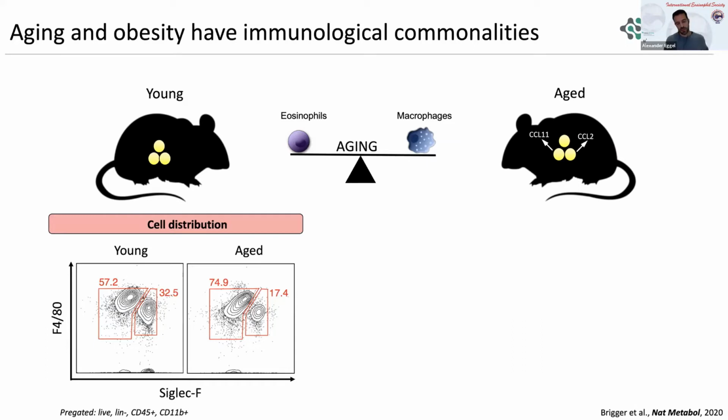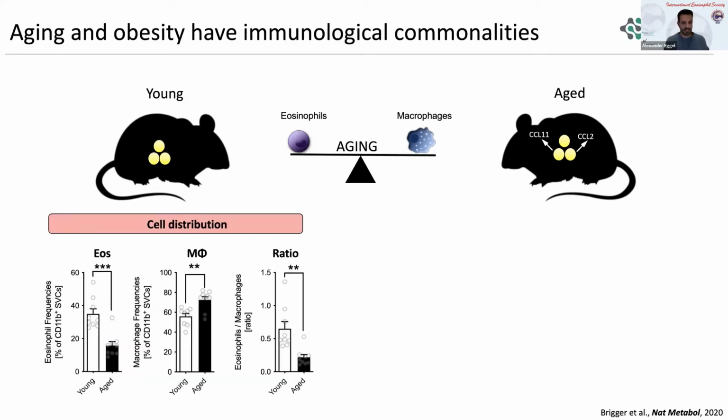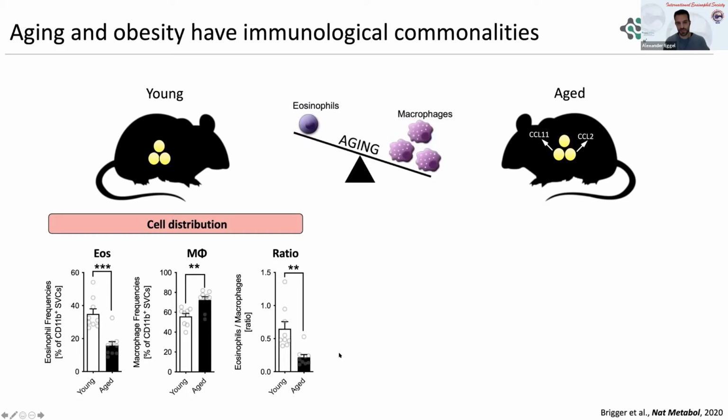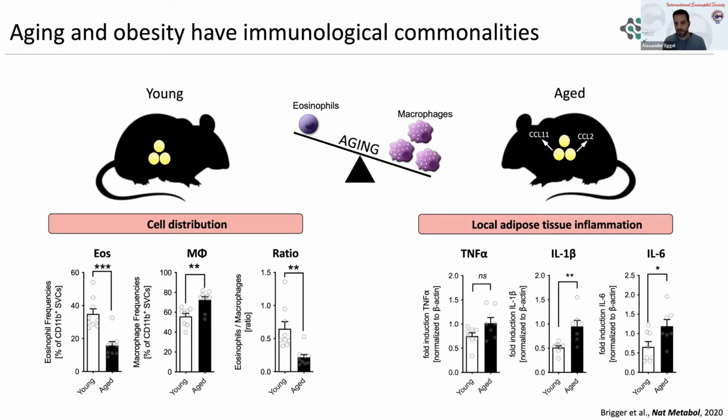If we quantify that, you can immediately appreciate that the frequency of eosinophils quite substantially drops in aged animals, whereas we see an expansion or accumulation of macrophages. And obviously the ratio between eosinophils and macrophages drops significantly with age. This has been very closely associated with the occurrence of local adipose tissue inflammation.